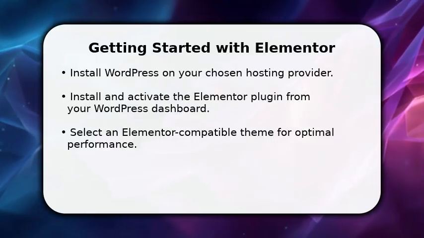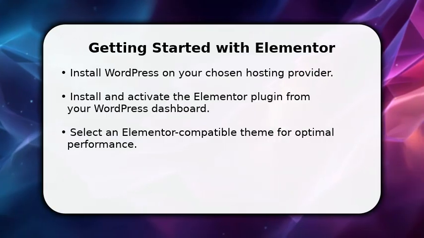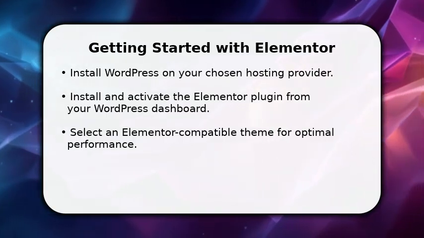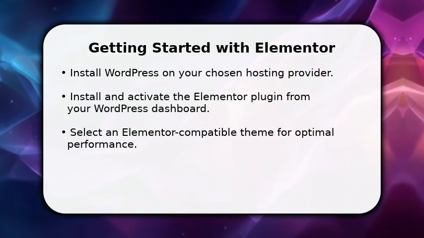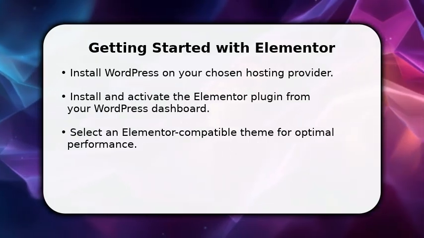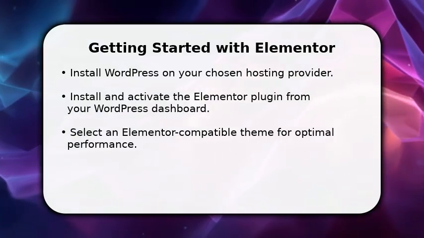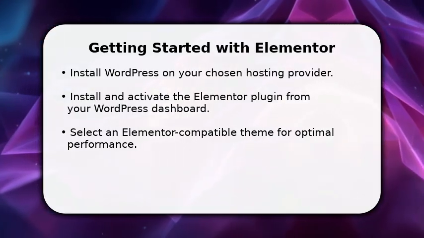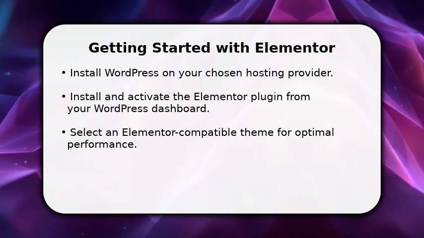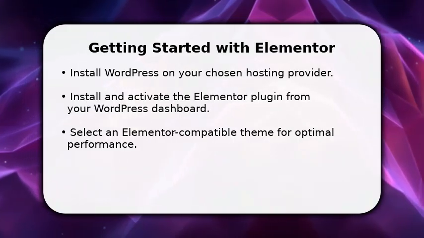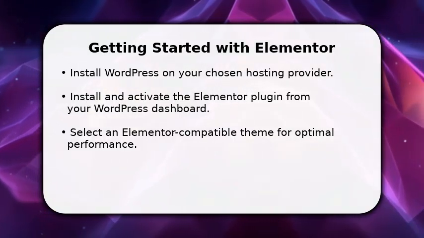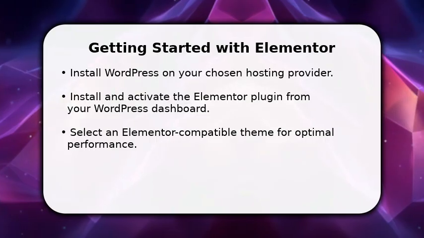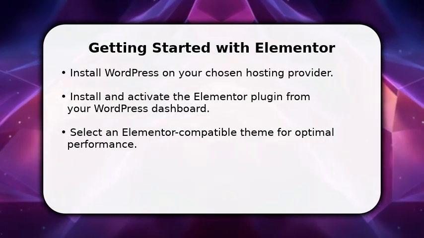In this video, I will show you how to create a WordPress website using Elementor. First, ensure WordPress is installed on your hosting. Then, navigate to your WordPress dashboard, go to Plugins, and search for Elementor. Install and activate it. Finally, choose a theme that works well with Elementor, as this will provide the best foundation for your design journey. This initial setup takes only a few minutes.